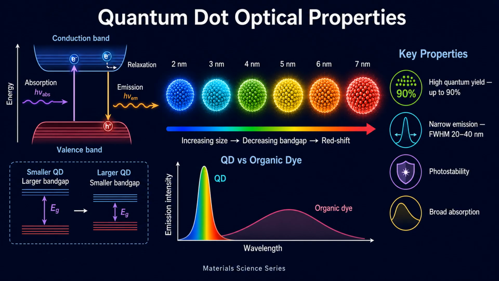The emission is narrow, with full width at half maximum of only 20 to 40 nanometers, compared to 50 to 100 nanometers for organic dyes. Quantum dots are much more photostable, resisting bleaching under continuous excitation. And they can be excited by any wavelength shorter than their emission, unlike dyes with narrow absorption.